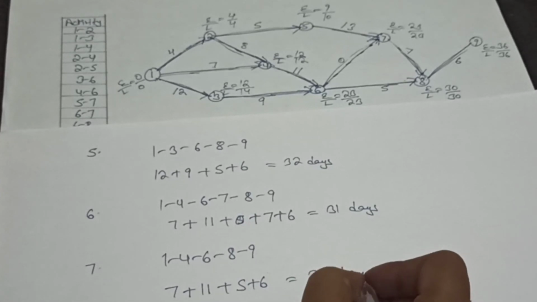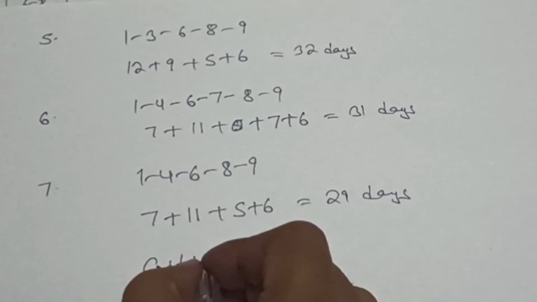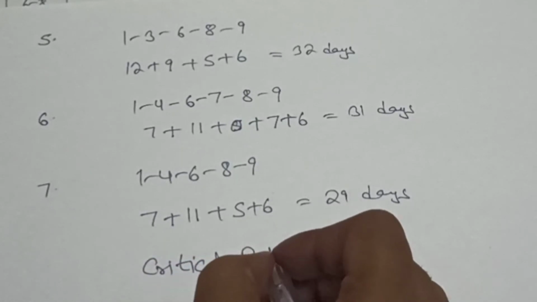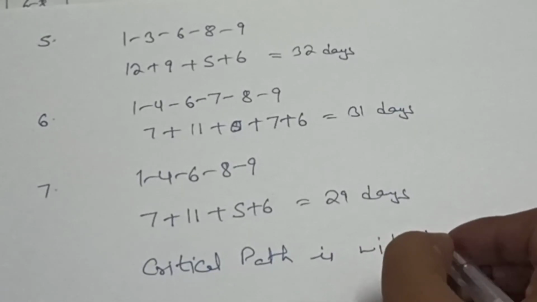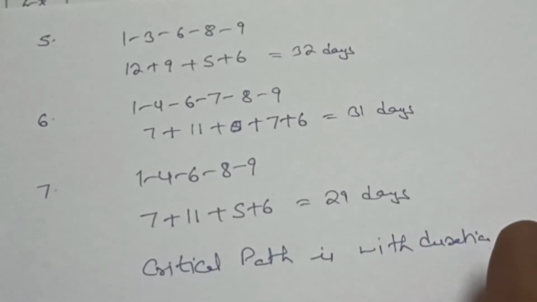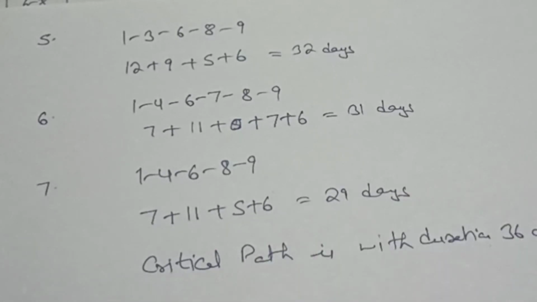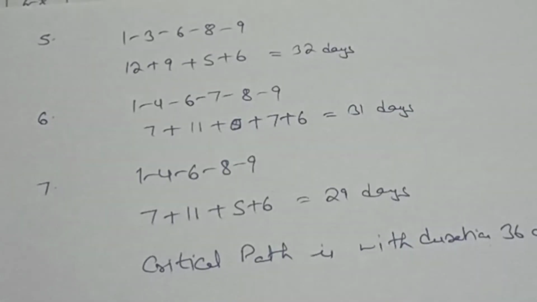So you can see our critical path is with duration 36 days, because 36 is the maximum. But optimal duration of a project is the minimum time in which it can be completed. So our sum completes here.